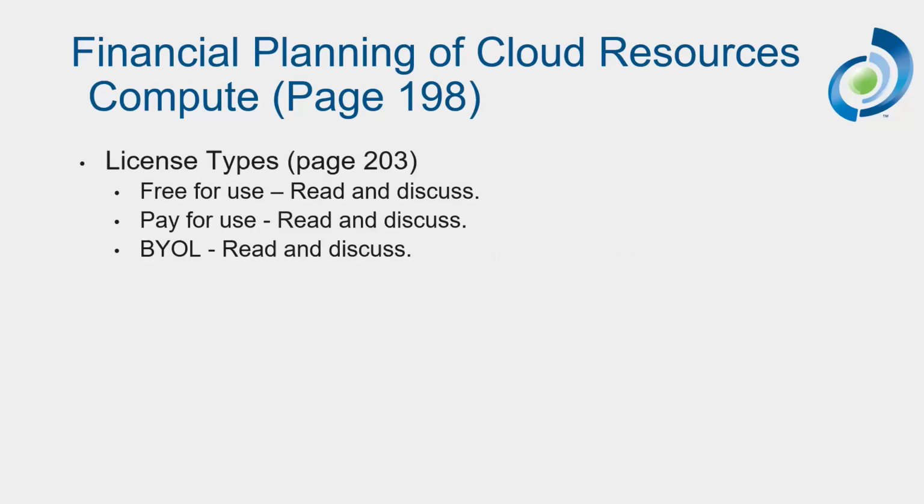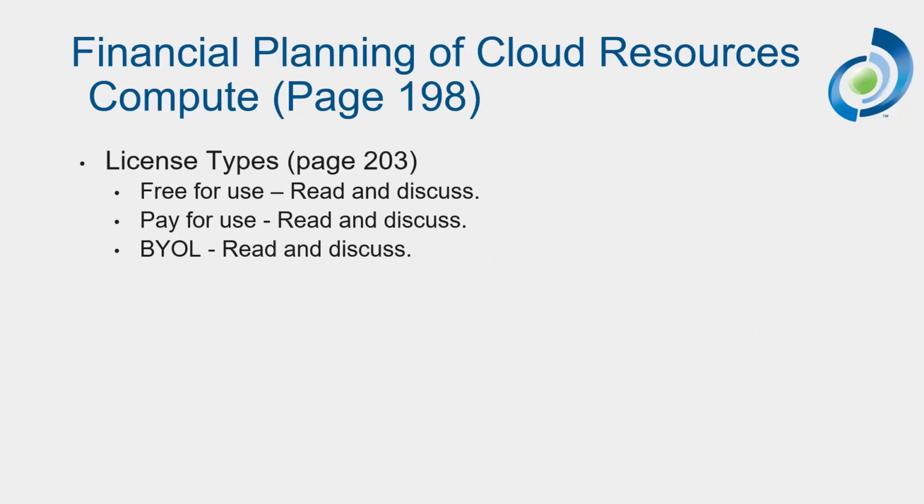All right, and then the next thing we're going to talk about here, it's all within the finance section. That's why these are all together. But we're going to talk about the different licensing types. So we have free for use, pay for use, and then bring your own licenses.